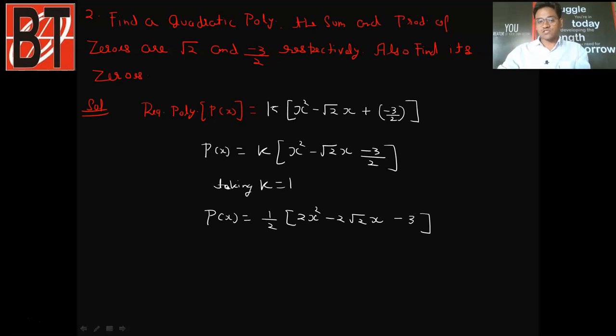First of all, just tell me what is the factorization of this p(x) by middle term splitting. See students, the half is outside, it is a constant factor. Now just think how we can split the minus 2 root 2 x.